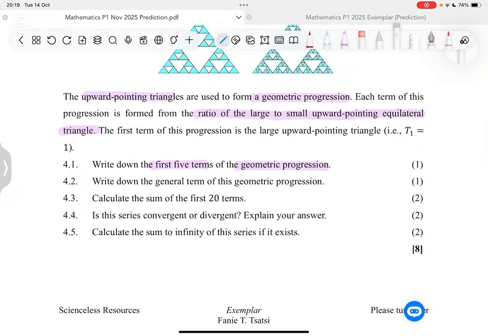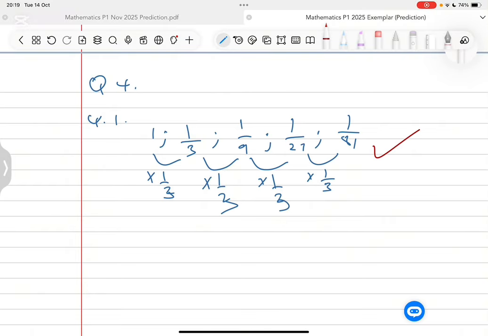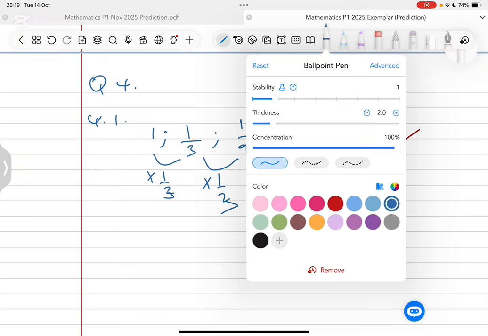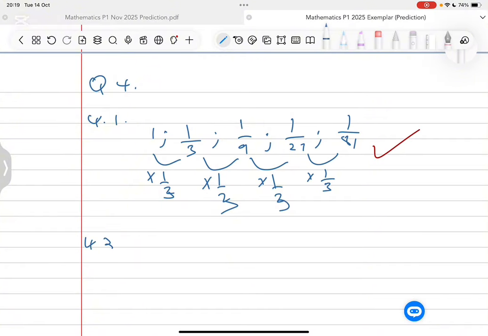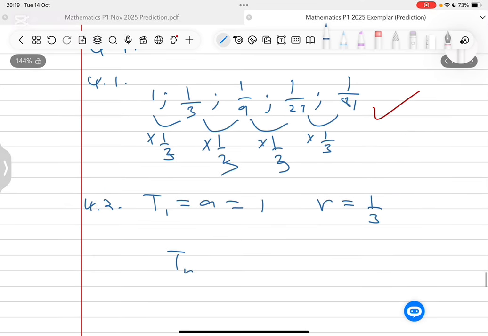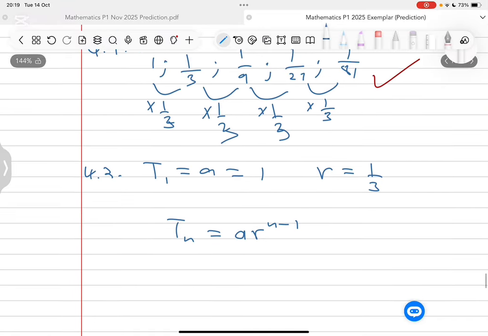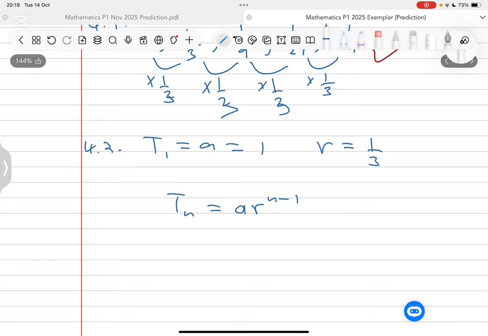And if we continue to question 4.2, they then say to us, write down the general term of this geometric progression. Already we know that this is a geometric progression, and we can see from this progression that our first term a is equal to 1. We talked about that, and our common ratio is 1 over 3. So that means I can use the general formula of a geometric progression that says Tn is equal to a r to the power n minus 1. This formula is there on the formula sheet. If you happen to forget it or you don't know about it, just check it on the geometric progression.